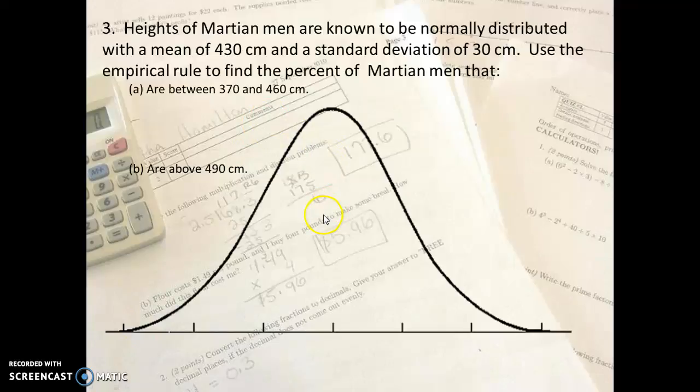What we need to do is we need to label this graph, and this empirical rule will tell us some percentages. So the first step is on us. We need to label. How? Well, label the graph. The mean is the middle. That's easy.